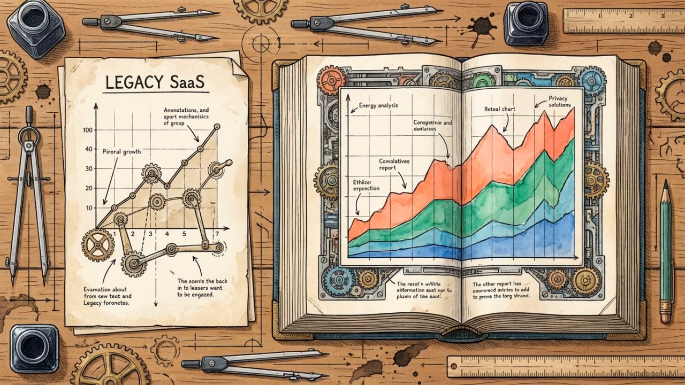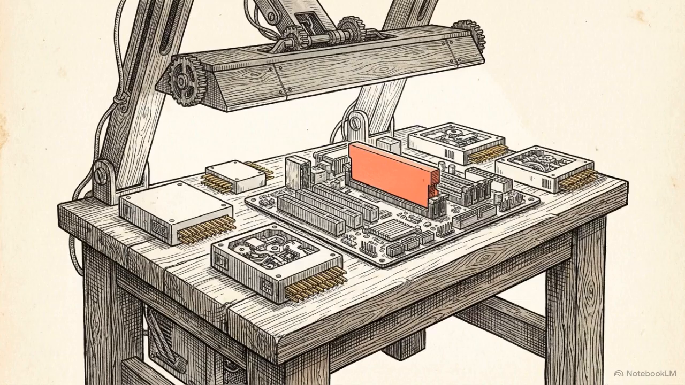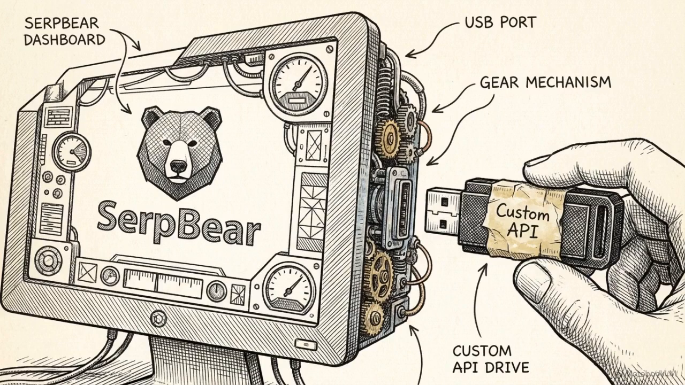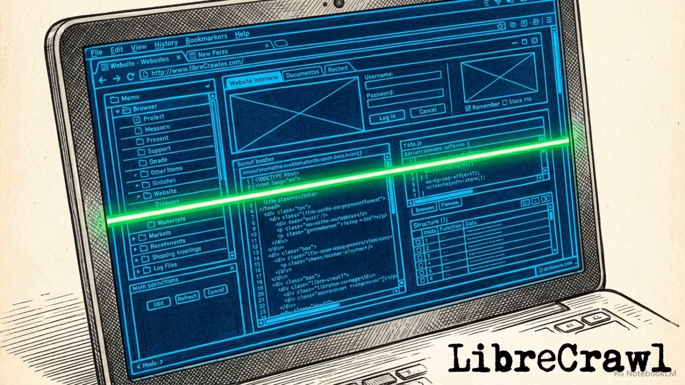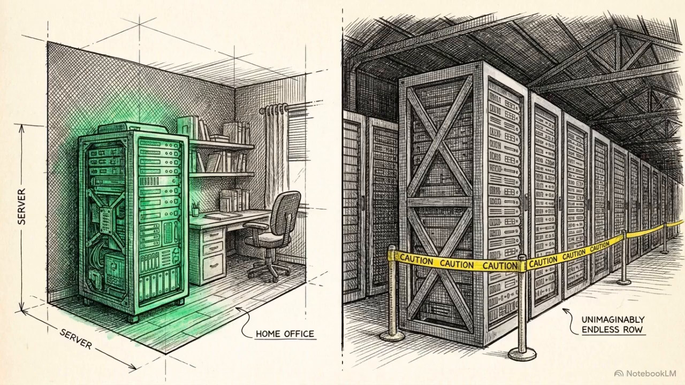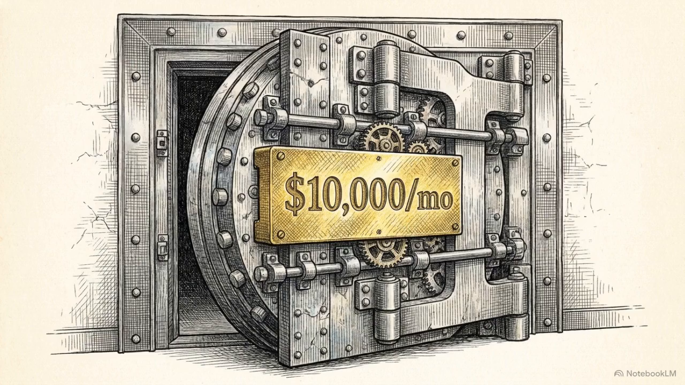SERP-Bear allows users to plug in diverse rank tracking APIs, while tools like LibreCrawl offer completely free local technical site auditing. Self-hosting successfully mitigates software lock-in at the user interface level, but relying on centralized data monopolies remains a structural risk for the industry. The competitive advantage is transitioning, moving from organizations that can afford the most expensive proprietary software to those who can effectively orchestrate open data pipelines.